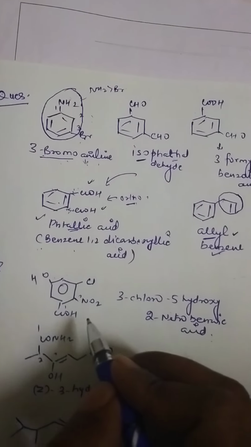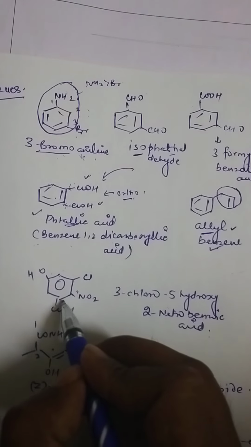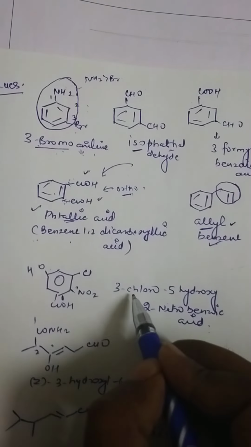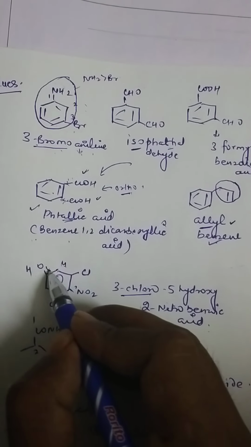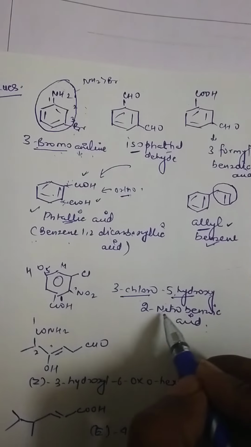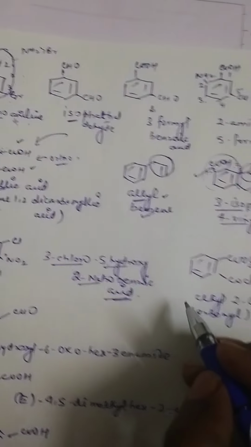First of all, if you see this molecule, priority should be given to the acid, 1 2 3. So 3 chloro, this one is 4, 5 hydroxy, so 3 chloro 5 hydroxy 2 nitro benzoic acid. So it is the name of this molecule.